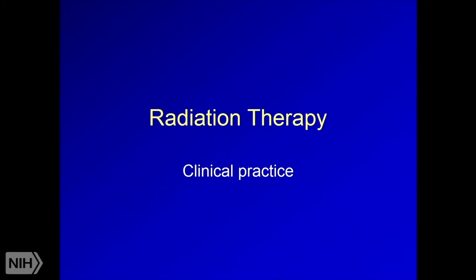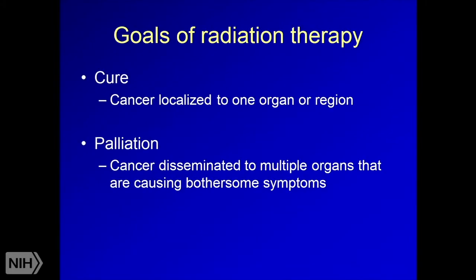So now if we switch gears a little bit to radiation therapy in the clinical practice. Again, what are our goals of radiation? The two main things that we think about are cure. So certainly trying to cure cancer, which is localized to one organ or region. And then also one of the other big areas that we think about for radiation therapy is palliating symptoms, especially in patients who have metastases. And believe it or not, actually 50% of our patients fall into this category for palliation.